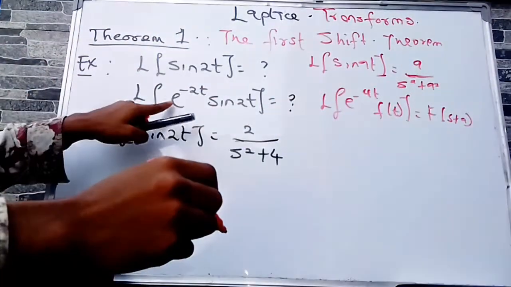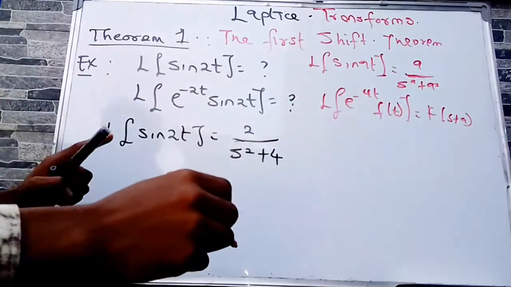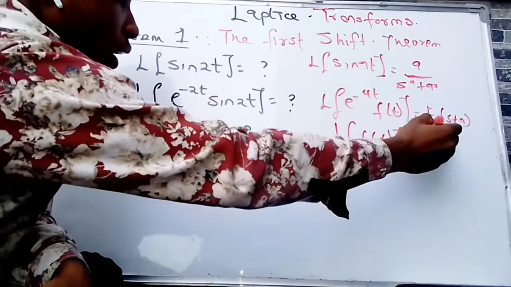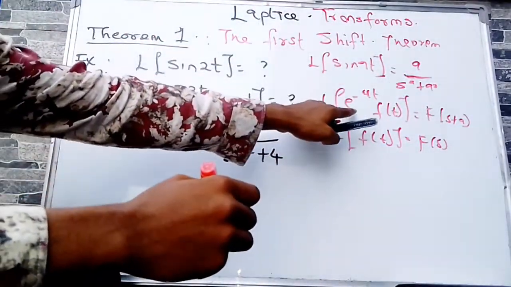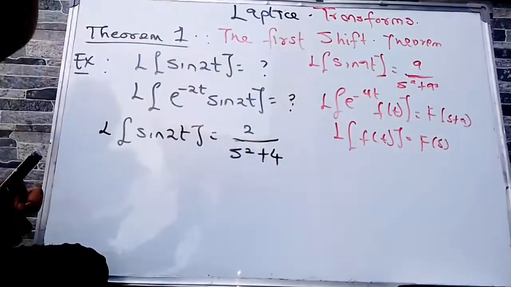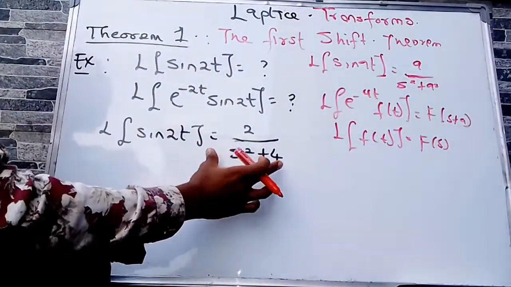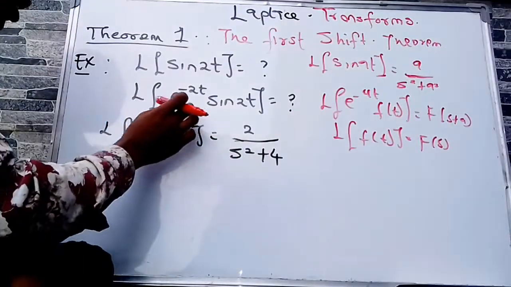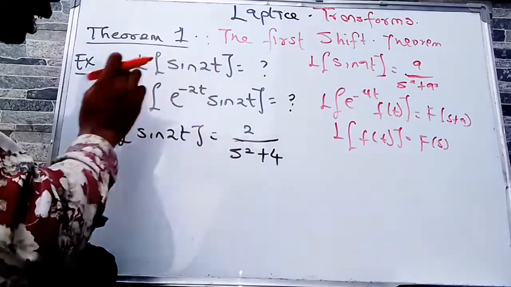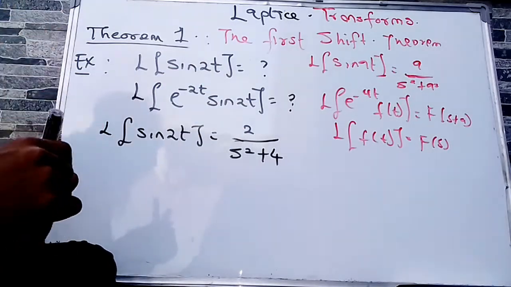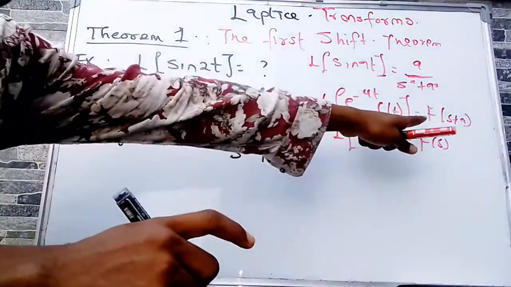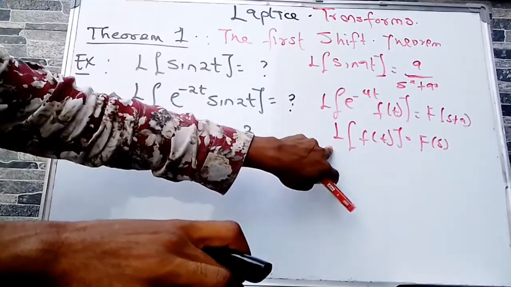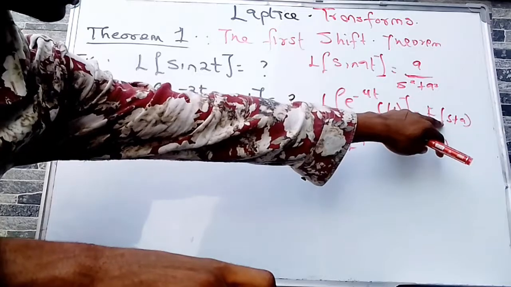Now comparing this, this is my exponential function and this is my function of t. So if the Laplace of a function of t is giving us a function of s, then when I add the exponential function, it will give us the function of s plus a. So that means we can just easily get our answer. This is a function of s, this is a function of t, and we're looking for the Laplace of exponential minus 2t sine 2t. So solving this is very easy. We all know that the answer we're going to get will be a function of s plus a. So all we need to do, after getting the Laplace of a function of t, is substitute the answer for s plus a.